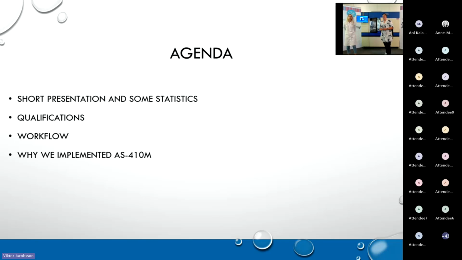I have a short presentation of our department, so you can compare it to yours, and some statistics of how many blocks we have per year. Then I have a lot about the different qualifications there are on the system. Then I will talk a little bit about workflow in our lab mainly, but also for you to think about how you can do your workflow. And at the end, I will talk about why we implemented the AS410M, some of the arguments for why we could get the first instrument that we got.